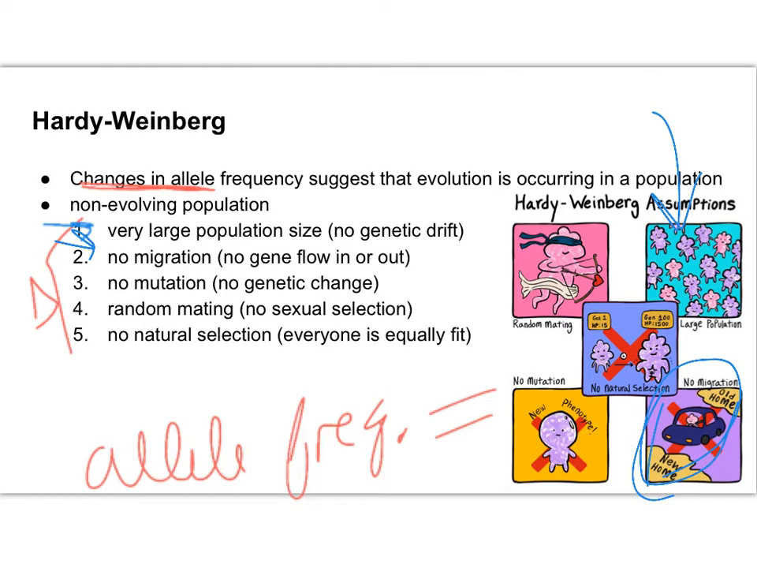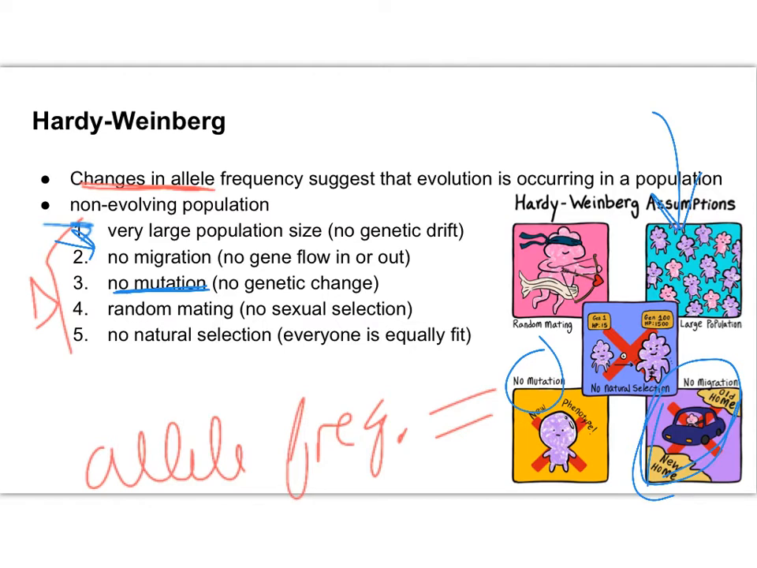You can't have any mutations. Usually when you say that one, that throws up a red flag to people, because how in the world would you control that there is no mutation? And you wouldn't. But this is a hypothetical situation. So no mutation, no genetic change, because that would change allele frequencies.